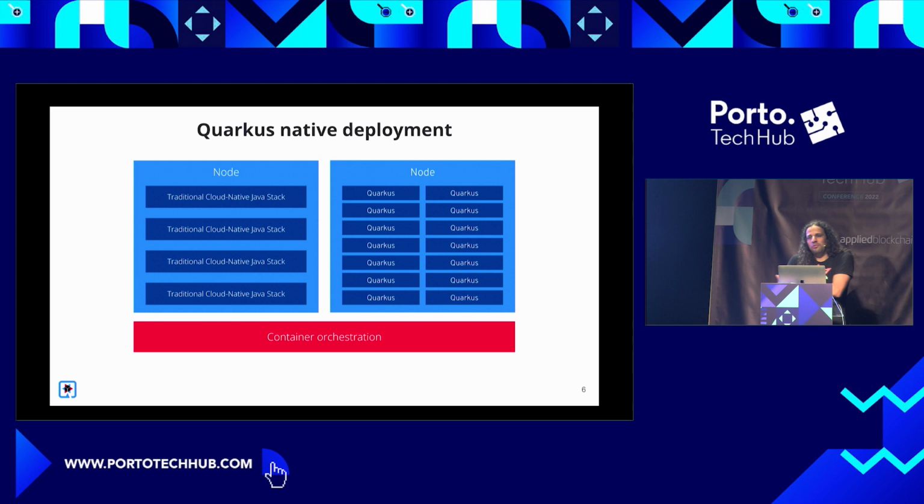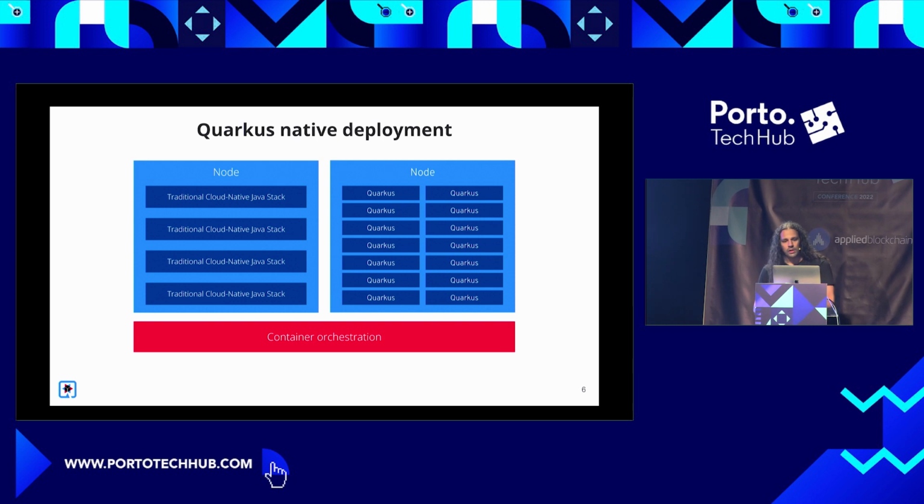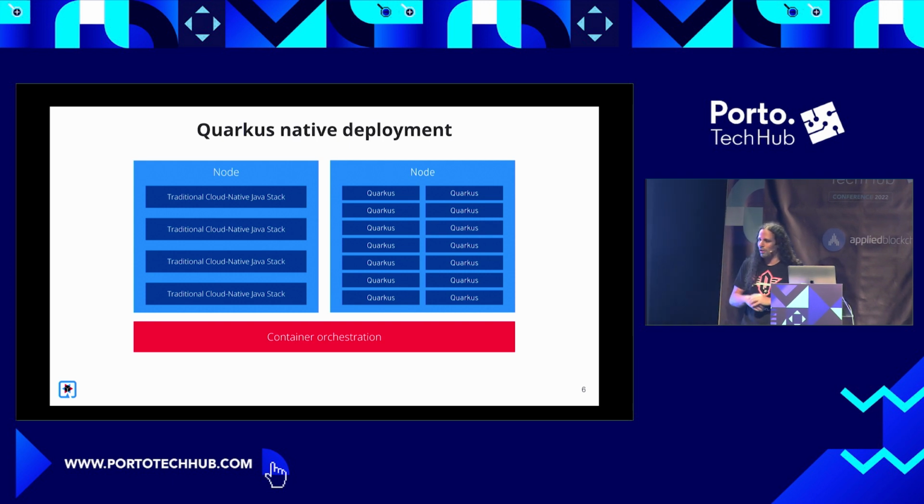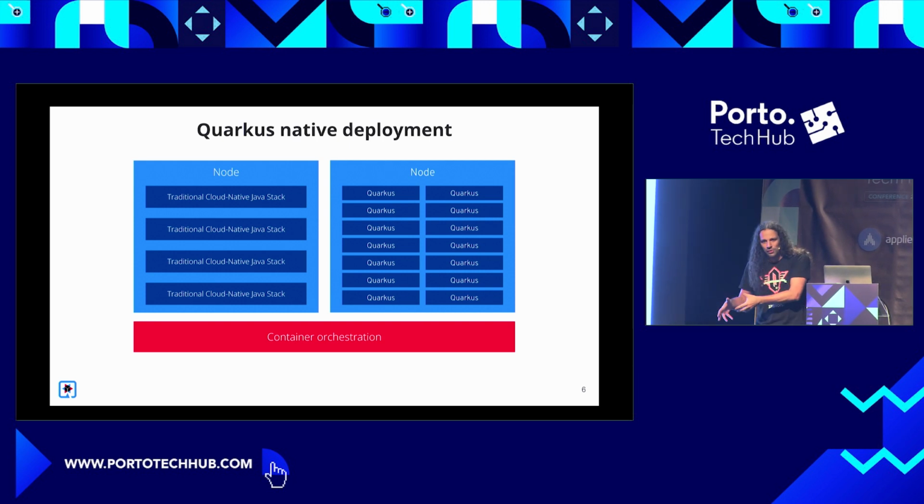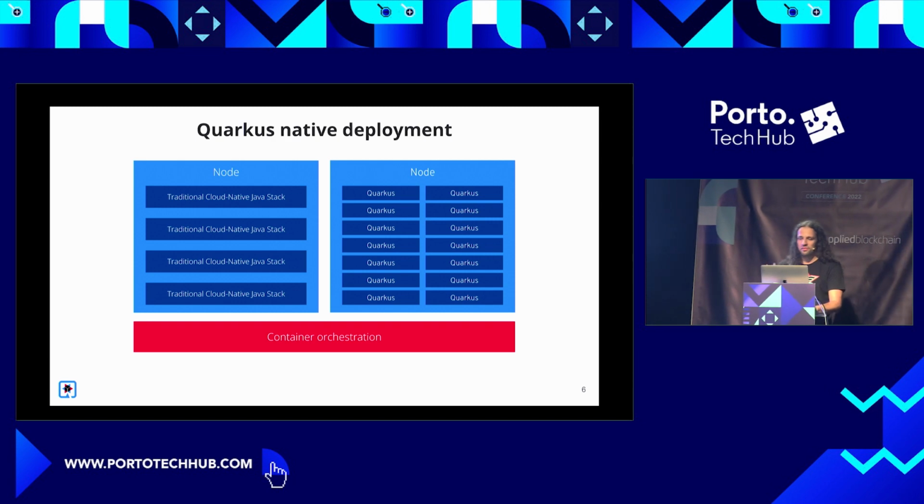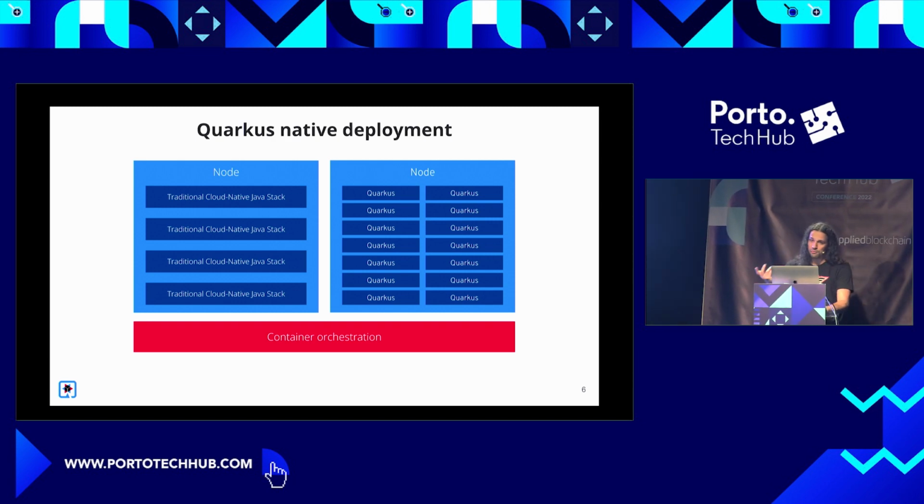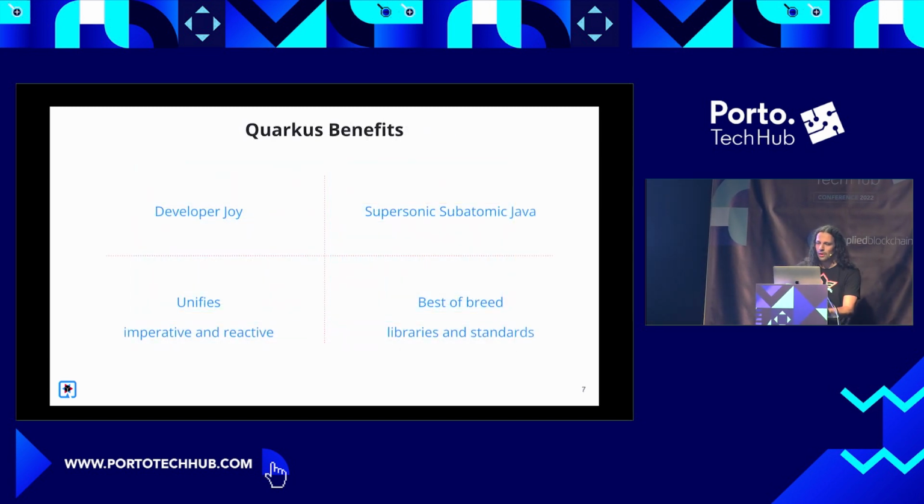Now, one of the things that we tried to do with Quarkus was to actually lower those requirements on memory and on CPU, right? So if you compare it with a traditional stack, and these graphs are not to scale, but just to show you an idea, we're actually able to fit way more Quarkus nodes than a traditional Java stack, maybe WebSphere, Liberty, even Spring.